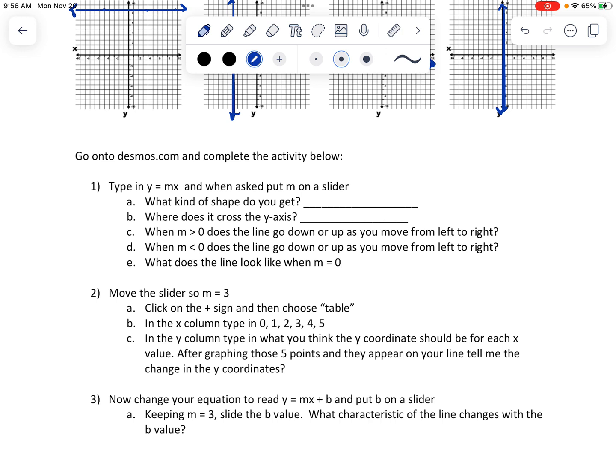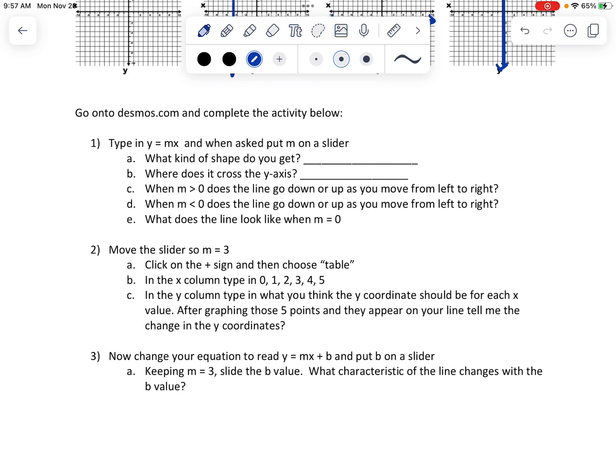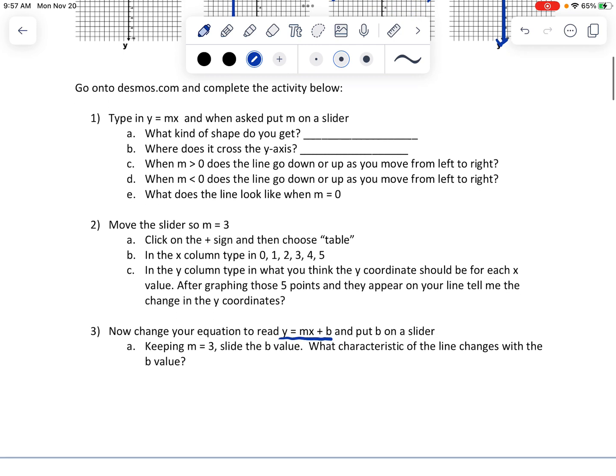Now, I want you to take a break and go to Desmos.com and complete the activity below. Type in y equals mx, and when asked, put the m on a slider. And then go through and answer each of the questions here. Just familiarize yourself with equations in the form y equals mx plus b. And then come back to this video.